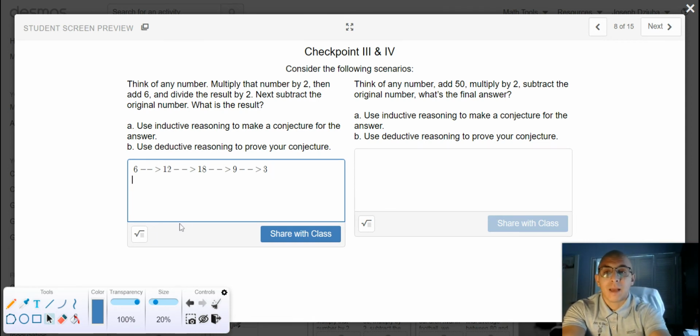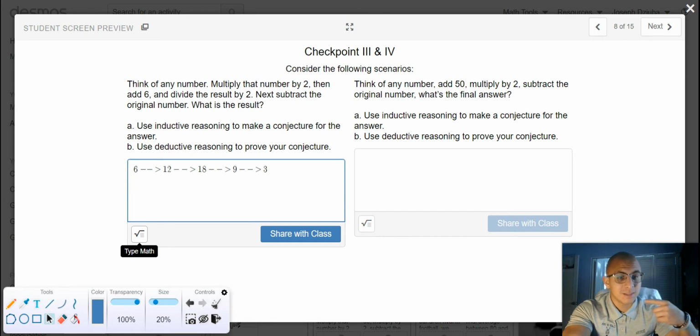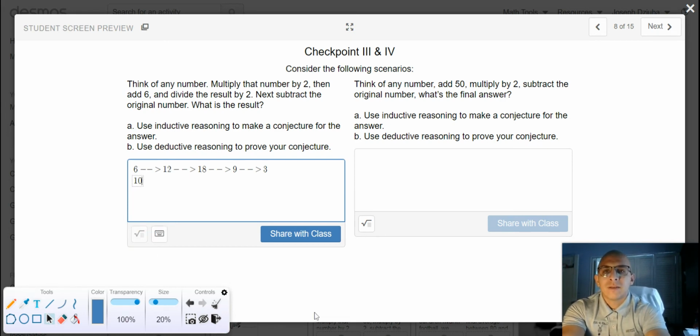I should do another to see what happens, right? At this point in time, I'm applying inductive reasoning. I'm creating specific instances of a scenario. That way I can conclude some general statement. So let's say I pick 10. 10, I multiply that number by 2, 20, add 6, 26, divide the result by 2, 13, subtract the original number, 10, and I get 3 again. So my conjecture will be the result of this pattern will always be 3.